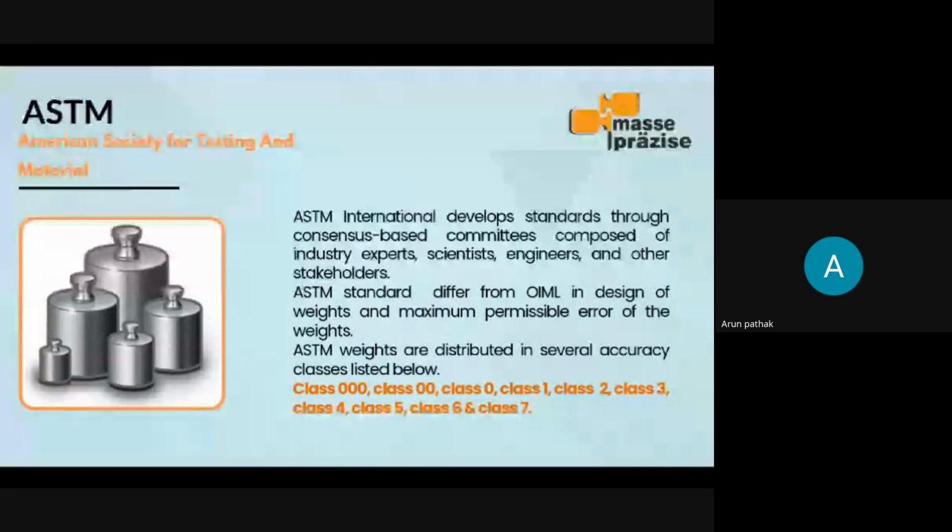If we compare ASTM with OIML, class 00 and class 000 come along with the E class, that is the highest class in OIML weights. And then there are little differences, but overall the characterization of the weights is almost the same. Only a little difference in the design, that is the knob of the weights, and then the difference in maximum permissible error. There are differences of a few micrograms. For a few micrograms ASTM is different, and for a few micrograms OIML is different.